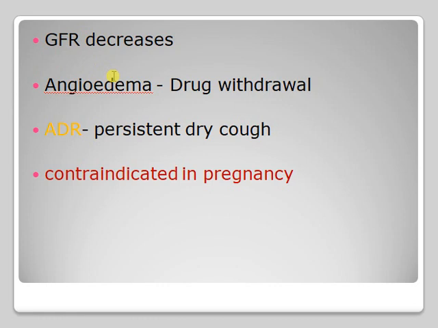Then one of the rare adverse effects is angioedema. That means swollen blood vessels. But if we reduce or directly withdraw the drug, then this adverse effect can be minimized. So we can manage that with drug withdrawal. Then the major side effect associated with angiotensin converting enzyme inhibitors is persistent dry cough, which we already discussed. That is due to the degradation of bradykinin. So they are inhibiting the degradation of bradykinin, and this side effect is occurring.